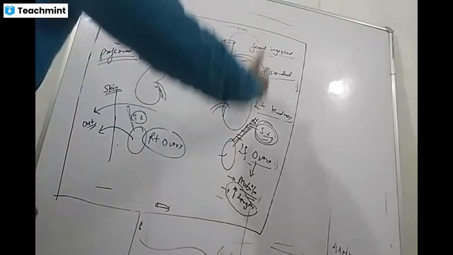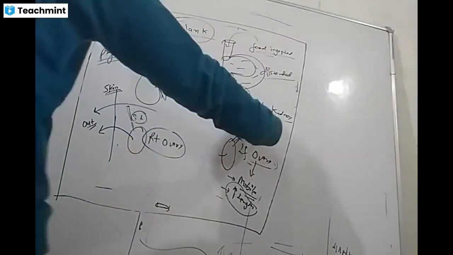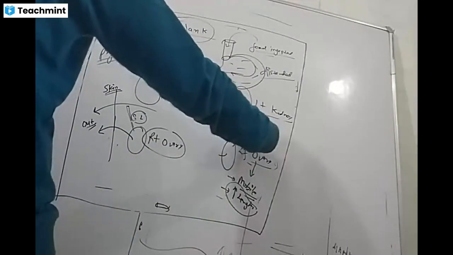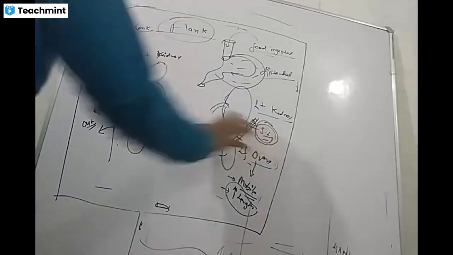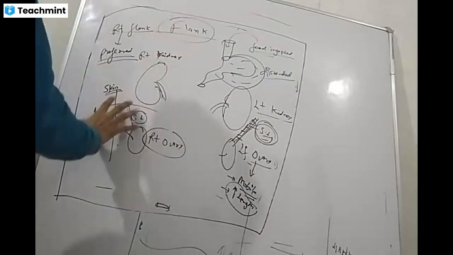If you do it from the left side, you can easily get the left ovary, but the right one has a short ligament, so you cannot pull this ovary to the left side. So the best approach for the flank is the right flank.